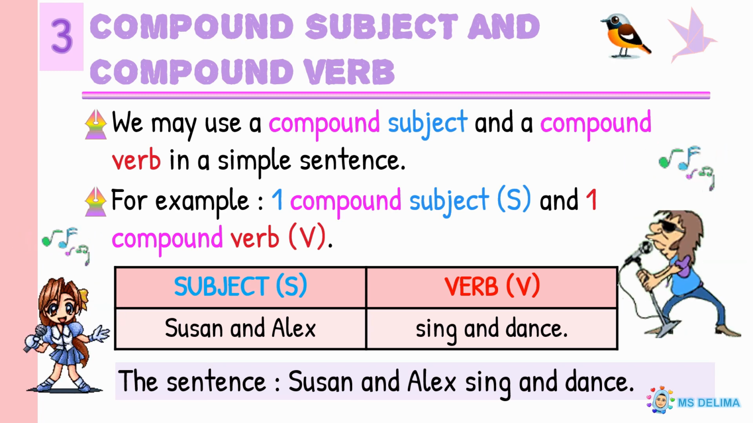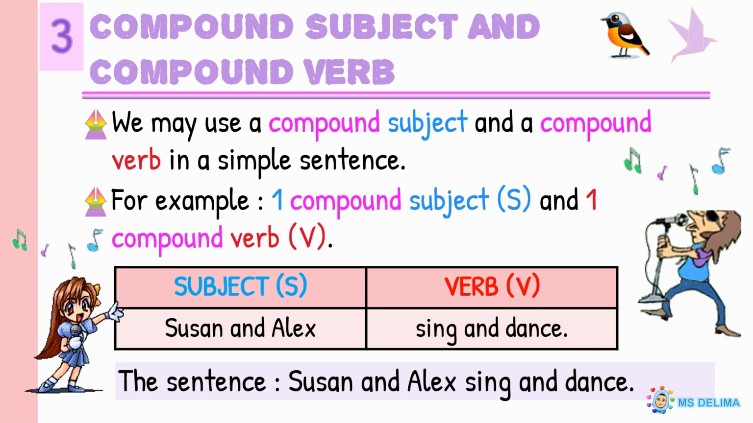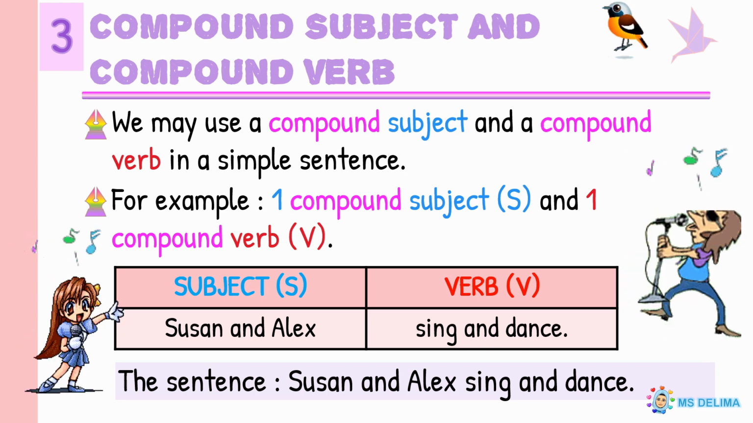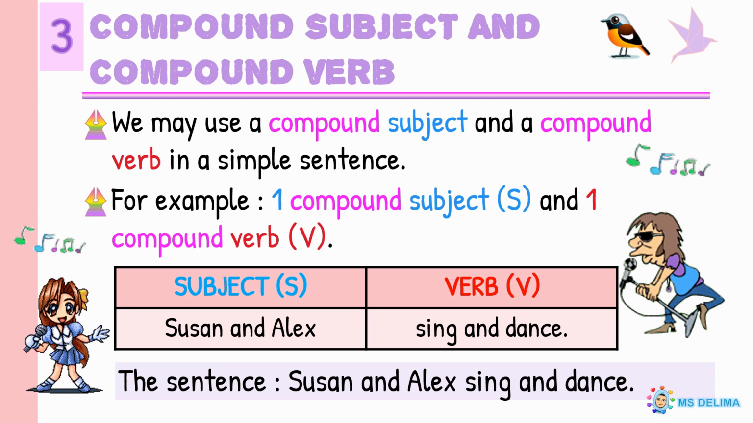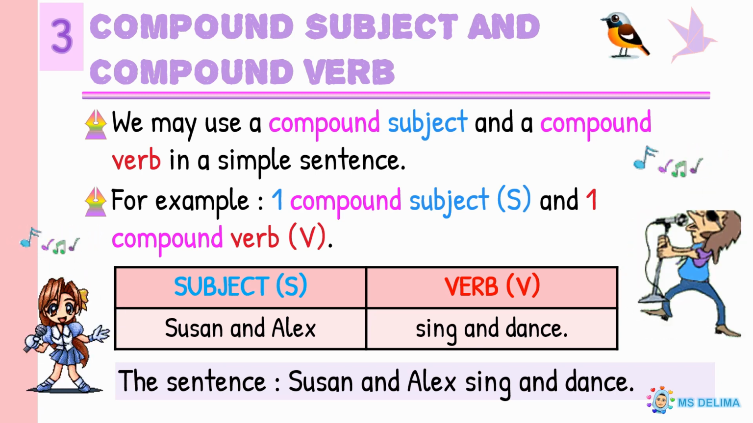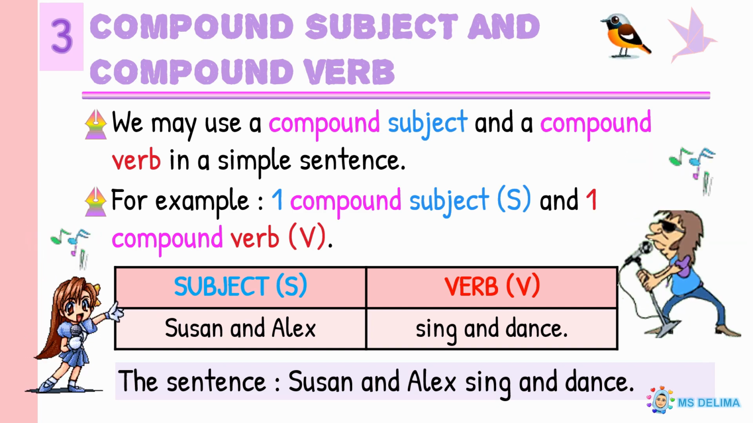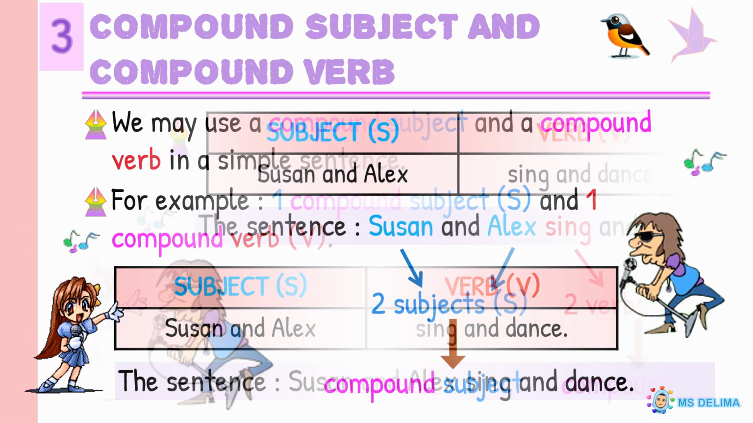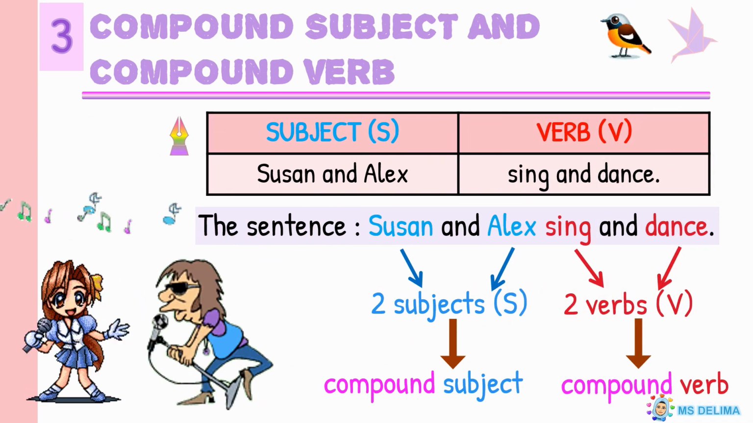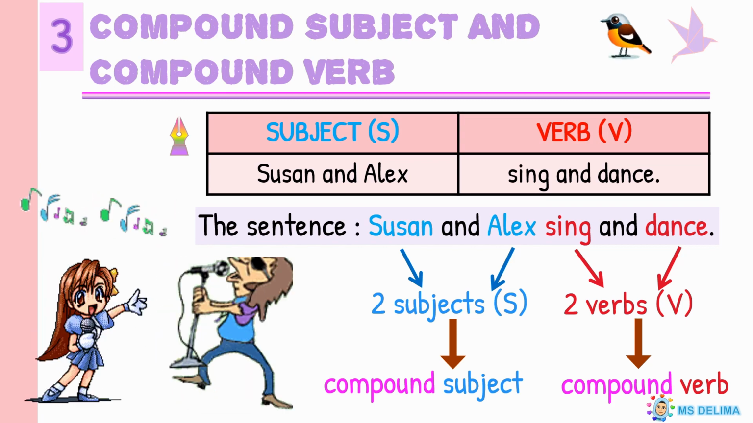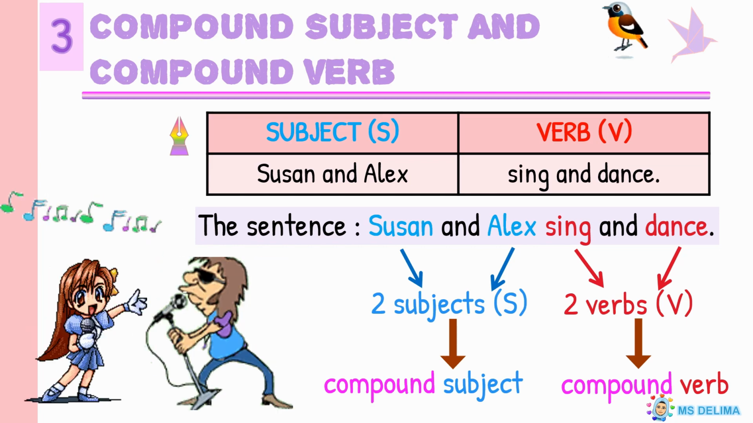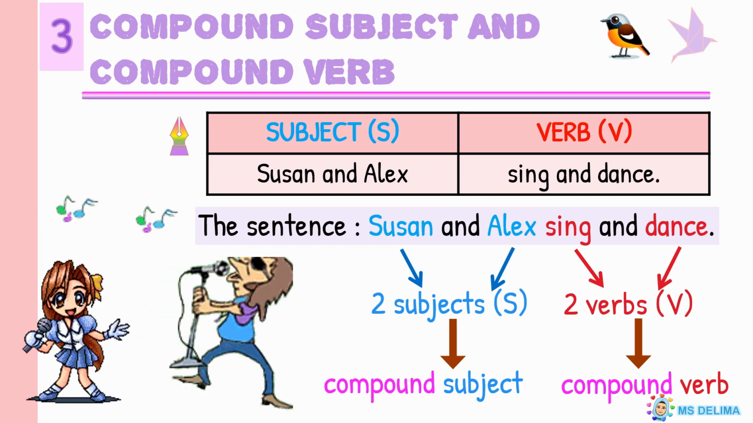Compound subject and compound verb. We may also use a compound subject and a compound verb in a simple sentence. For example, the subjects here are Susan and Alex. They sing and dance. So the simple sentence here is Susan and Alex sing and dance. In that sentence, Susan and Alex are two subjects, so they are considered as a compound subject, whereas sing and dance are two verbs, and they are also regarded as compound verb.